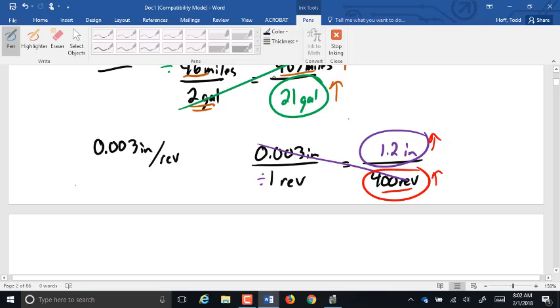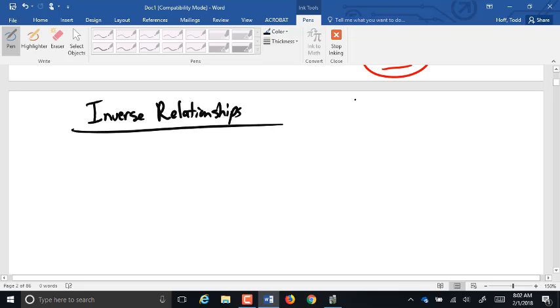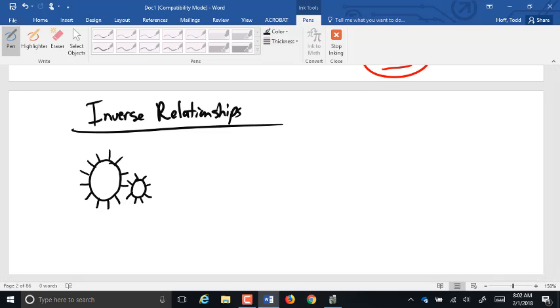There are, however, inverse relationships. For example, pretend those look like gears. If I have 2 gears that are meshing, of course, this one has how many? The big one has how many teeth? 12. Little one is 8. Right?